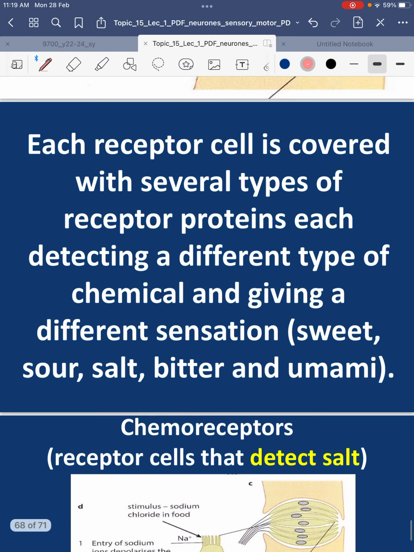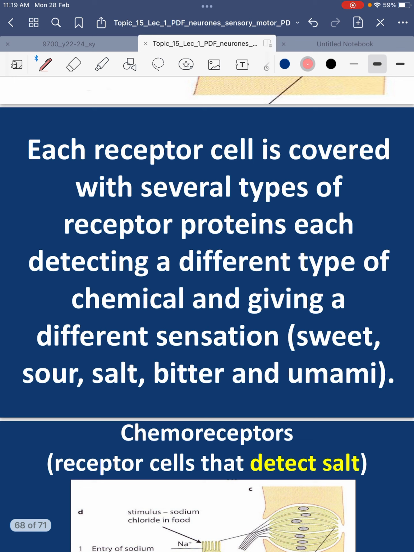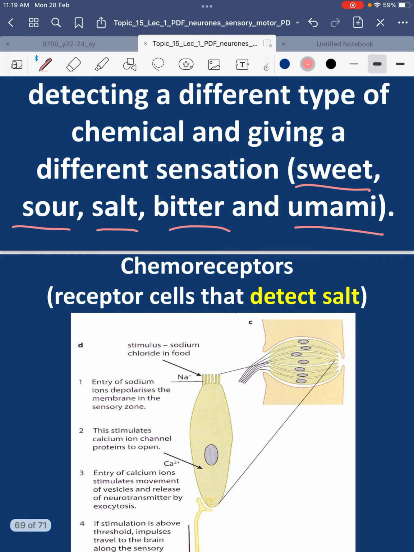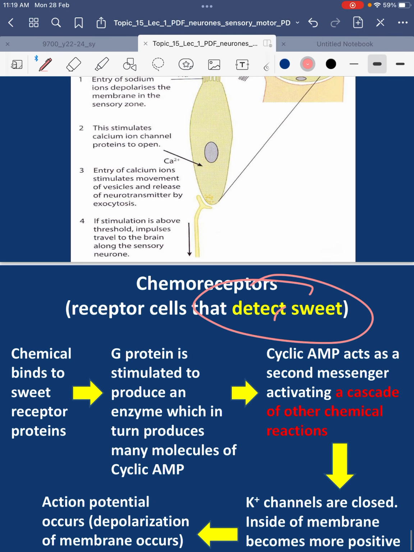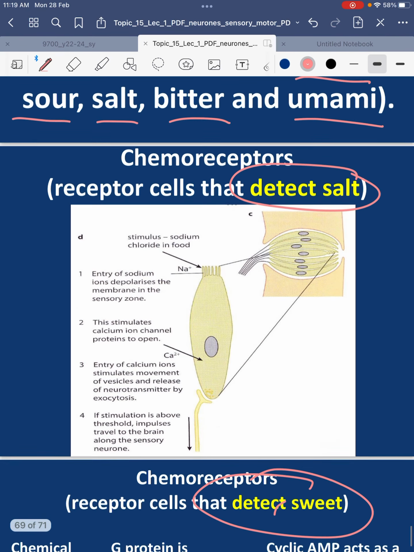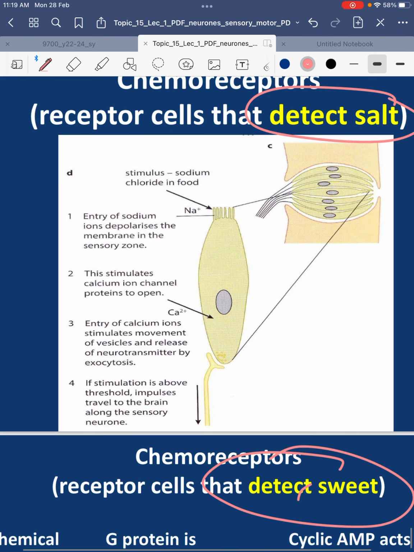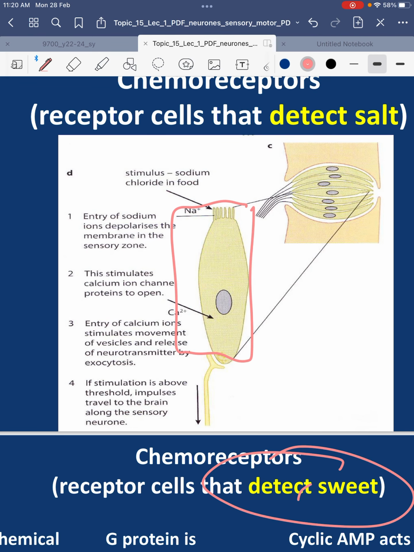So you see, every reaction, for example sweet taste, salt taste, sour taste, bitter, and umami taste, has different reactions. But the textbook only shows you two reactions, and that is to detect salt and sweet. Now you can see here, this is the specialized receptor, and this is the sensory neuron.